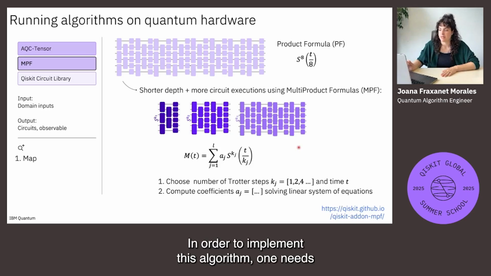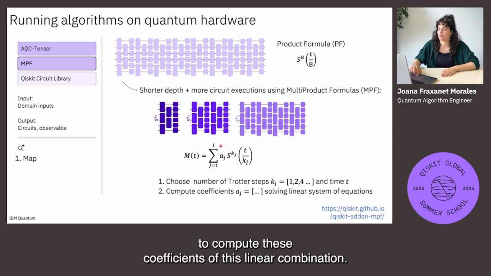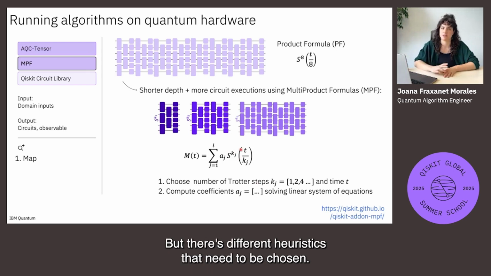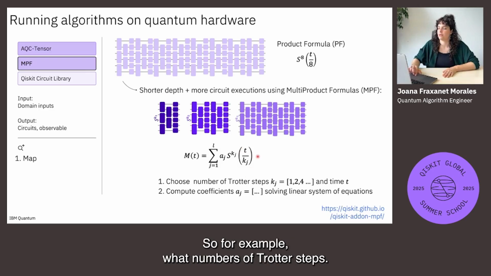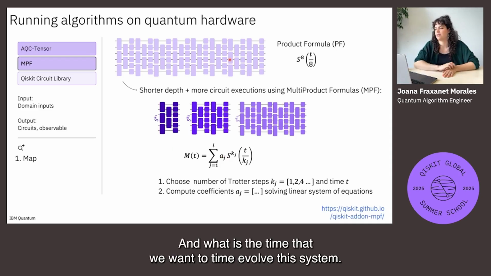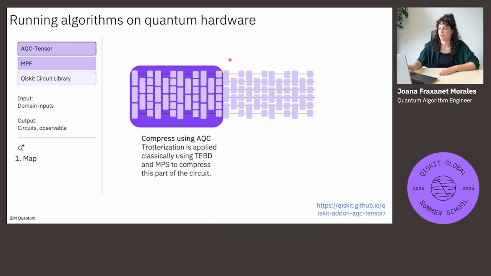In order to implement this algorithm, one needs to compute the coefficients of this linear combination, and this is done by solving a linear system of equations. But there are different heuristics that need to be chosen. For example, what numbers of Trotter steps, these 1, 3, 2, and 3 that we're choosing here, are we going to take, and what is the time that we want to time evolve this system.